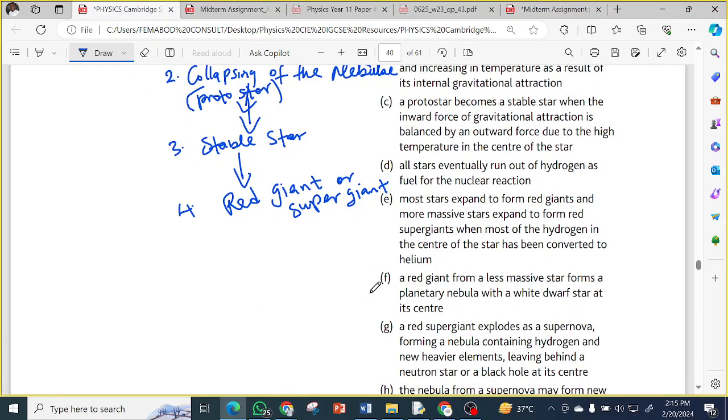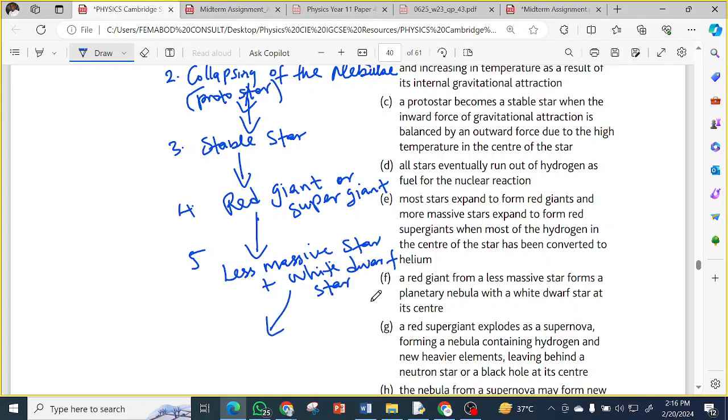then the red giant will now form a less massive star. This happens when all the hydrogen has been used up, or when most of the hydrogen has been used up. So when most of the hydrogen has been used up, the red giant forms a less massive star, plus a white dwarf star.